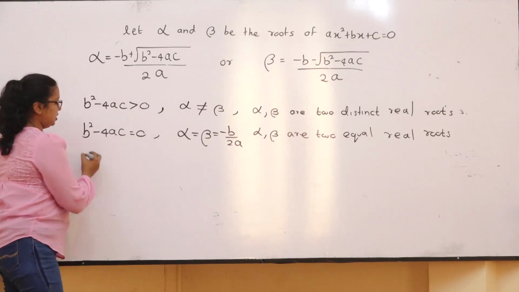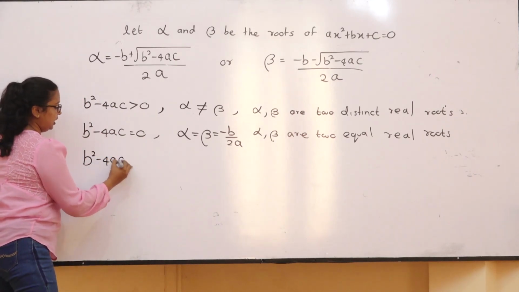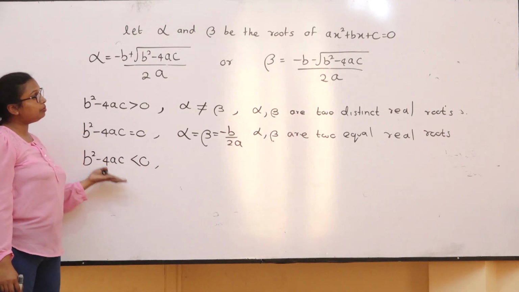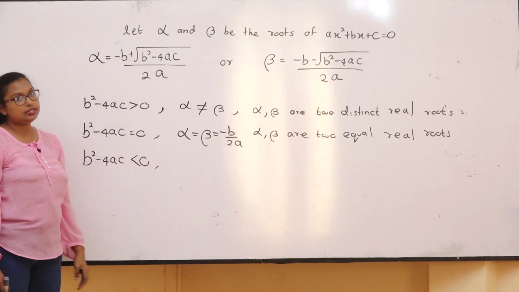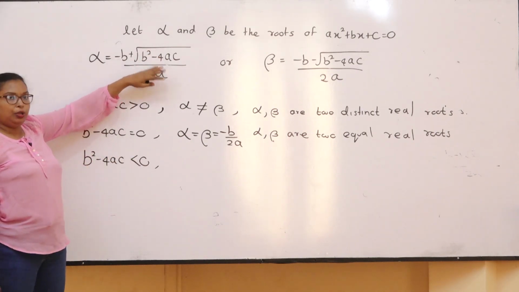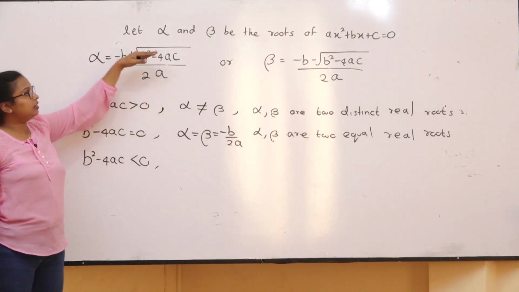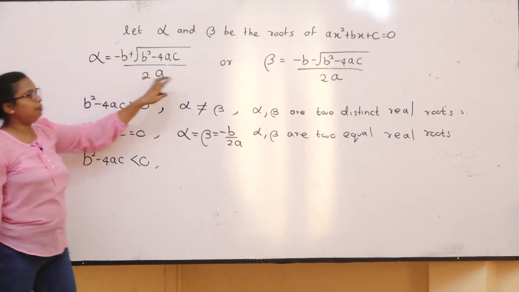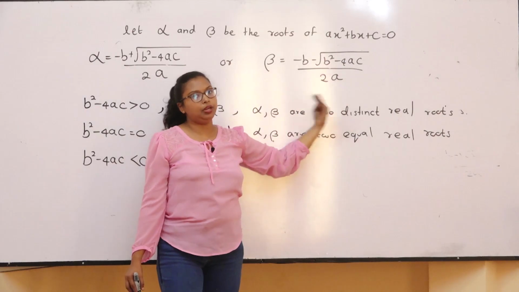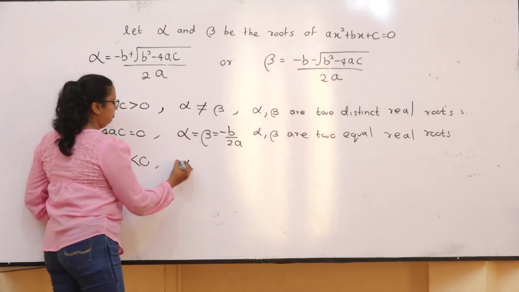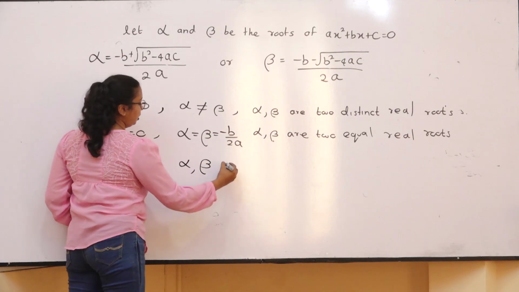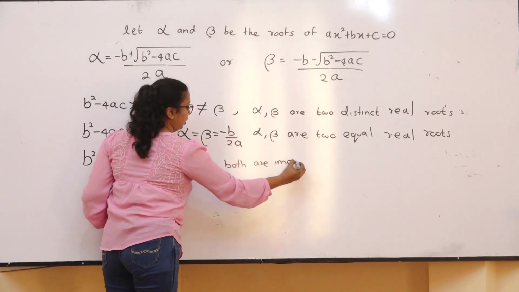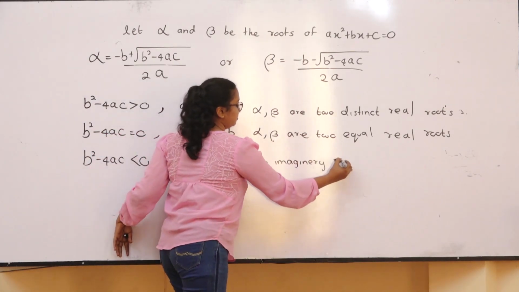Okay. Then the next condition is when b squared minus 4ac is less than 0. That means when it is a negative number. I hope that you all know that square roots of negative numbers are imaginary. So, minus b plus the imaginary number divided by 2a, minus b minus the imaginary number divided by 2a, right. That means alpha and beta both are imaginary numbers. Here we were getting real numbers, and for this we are getting imaginary roots.